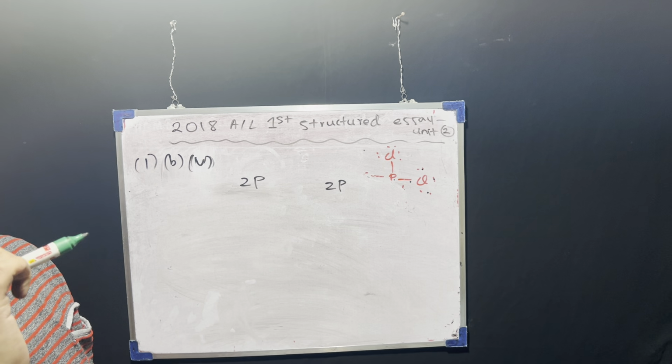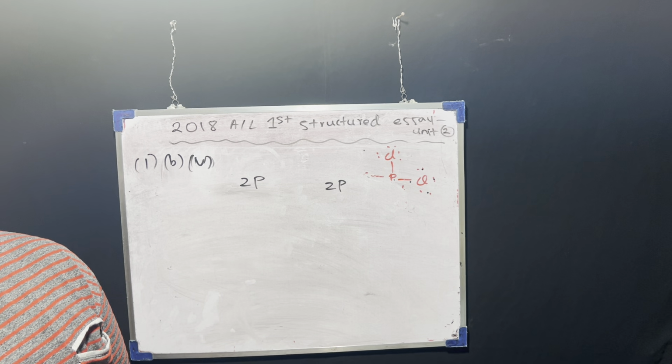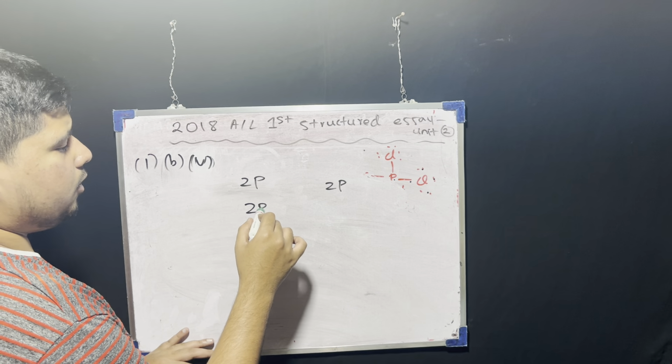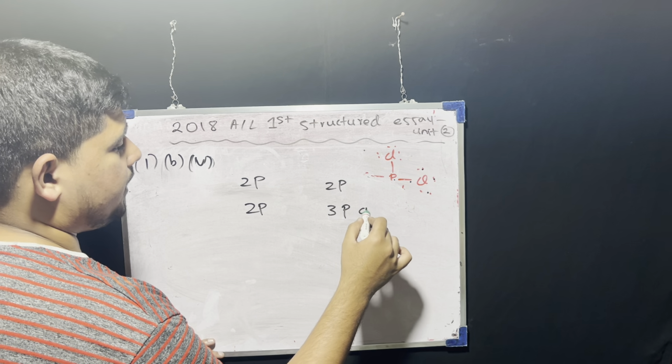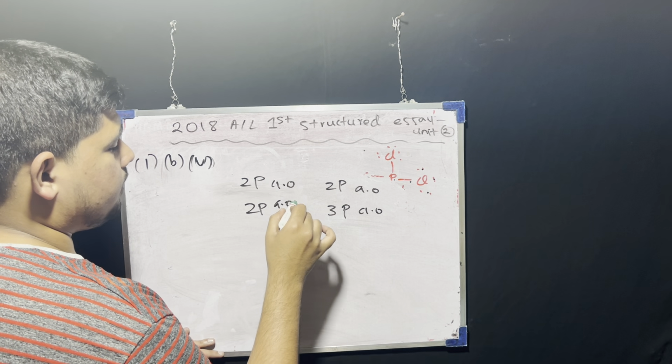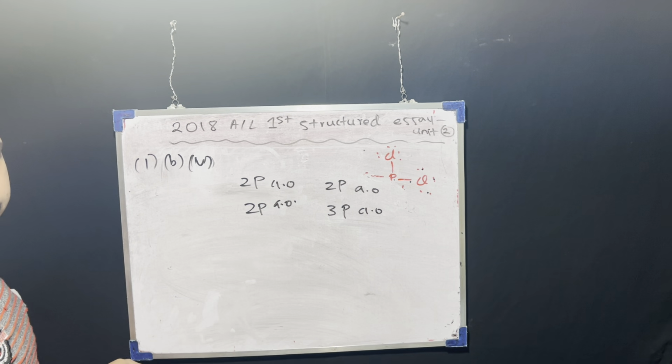And between carbon and phosphorus, the 2p atomic orbital of carbon and the 3p atomic orbital of phosphorus.